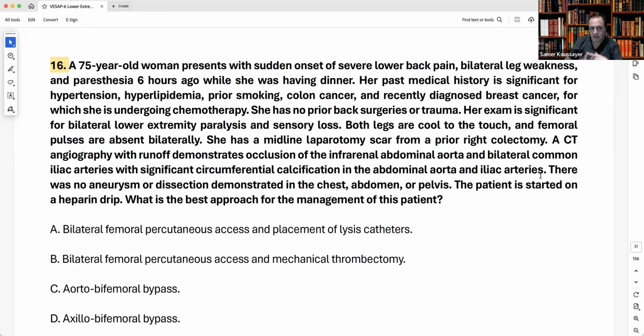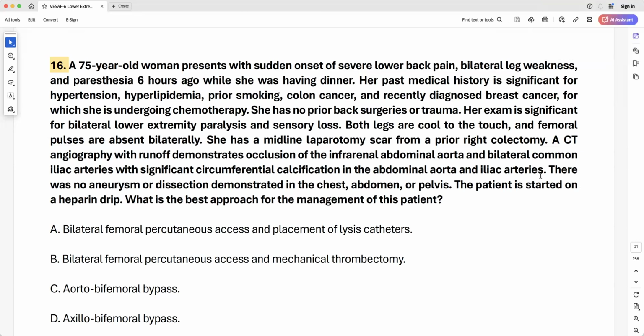So you have to put them all together. It's not an aneurysm, it's not a dissection. So that means you are dealing with a 75 years old patient, presenting with delayed ischemia. She has a hostile abdomen, she's hypercoagulable, and she has a long history of vascular disease. This is what I get from all the history. So what is the best treatment? After you put all the things together, what is the best treatment?